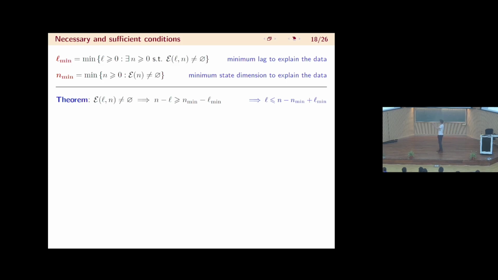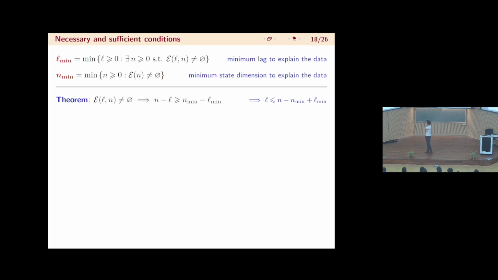For any explaining system with lag L and state space dimension N, we have the following inequality. N minus L is always larger or equal to N_min minus L_min. If you then take L to the other side, you see that the lag of any explaining system is upper bounded by this number over here.